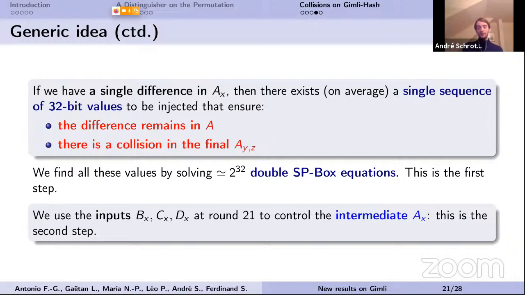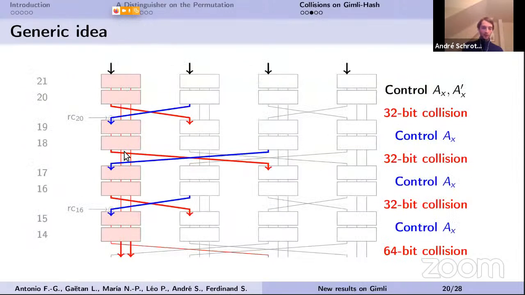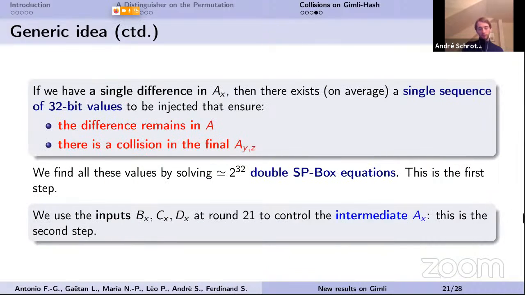In order to find that, we need to solve double SP box equations, so equations that relate the inputs and outputs to this block, which is a double SP box. But it's actually very easy to do. We did that with a SAT solver. It's not trivial, but it's cheap, in the sense that solving 2 to the 32 double SP box equations is practical.